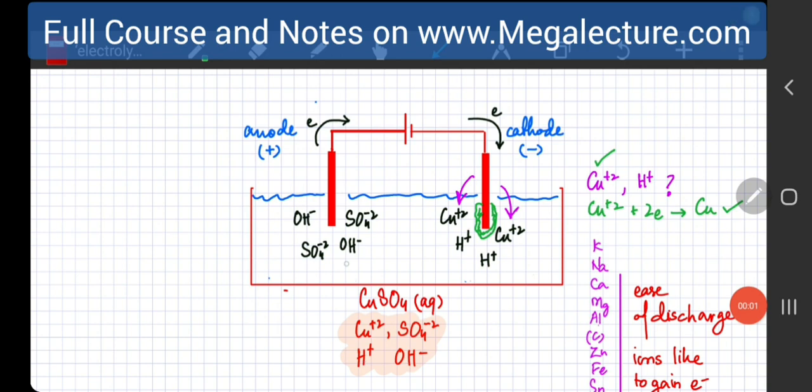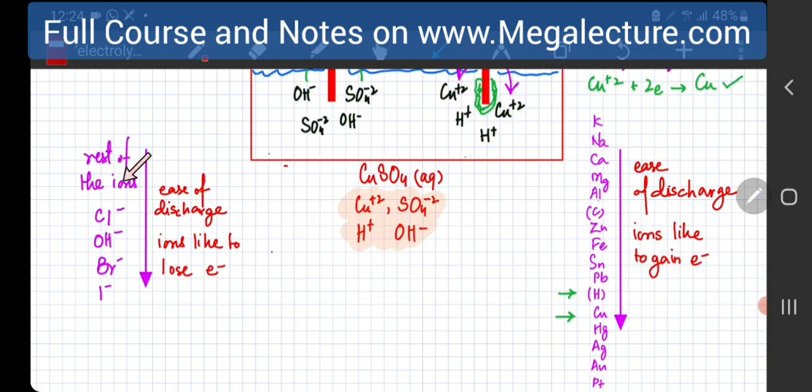Now we're going to talk about the other side, which is the anode side. We're going to try and figure out who's going to lose electrons to the battery. The battery is trying to pull electrons away from OH minus 1 or SO4 minus 2. You've got two negative anions at your anode. So is it OH minus 1 or is it SO4 minus 2? For this, you've got another series because one of the two has a greater tendency to lose electrons. I'm going to write down that series.